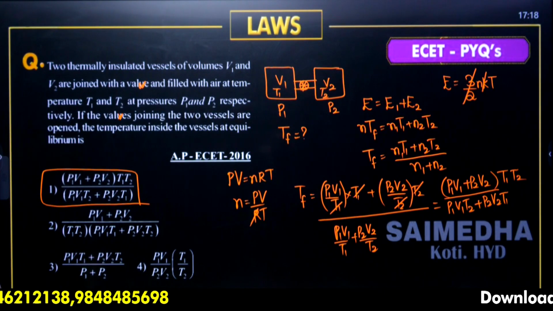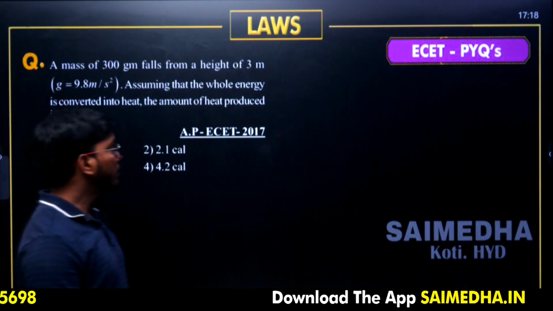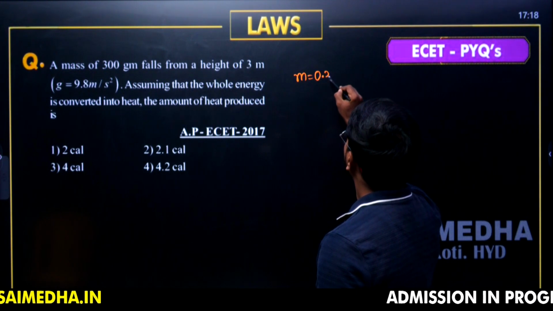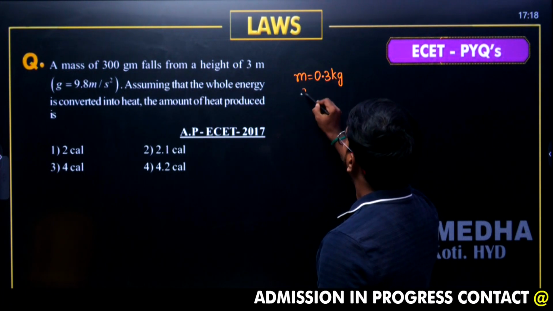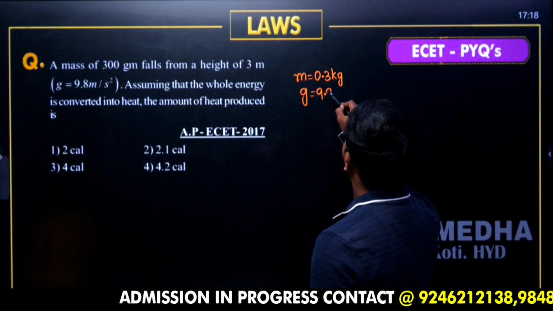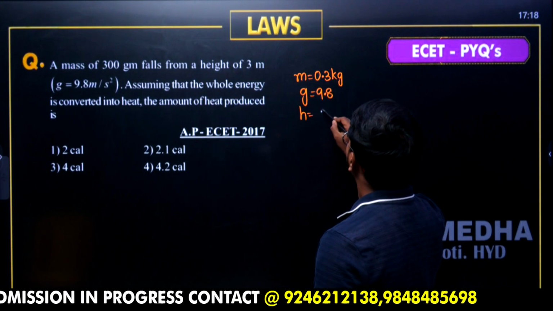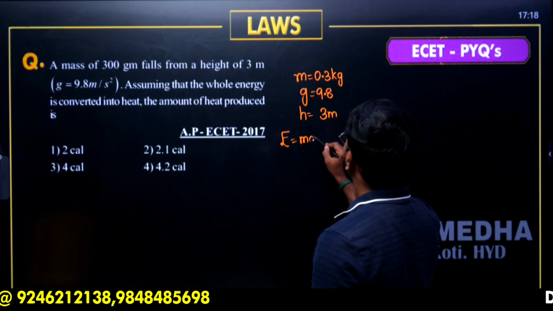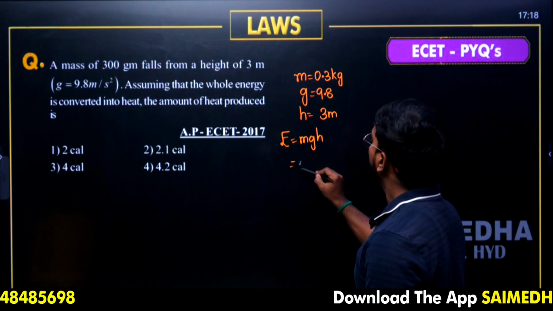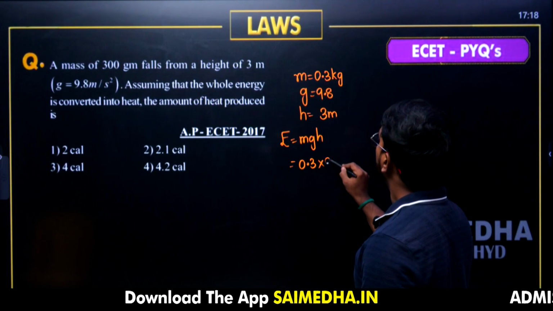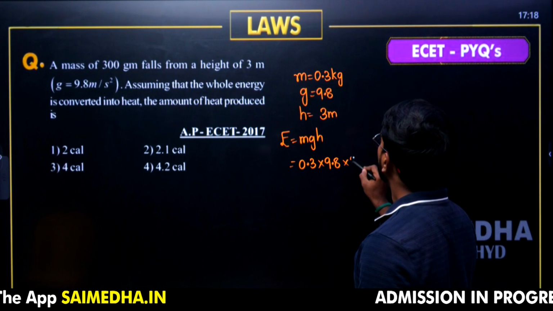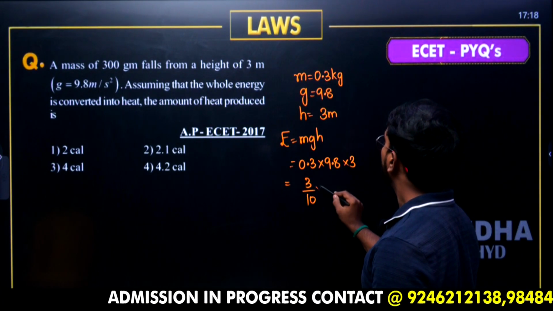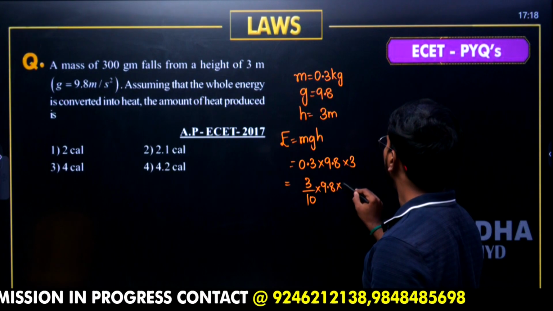Question number 3. A mass of 300 gram, that is mass is equal to 0.3 kg. G value is given as 9.8. H value is given as 3 meter. You know the energy formula is equal to M into G into H, where M is 0.3, G is 9.8, H is 3. You can write like this, 3 by 10 into 9.8 into 3.